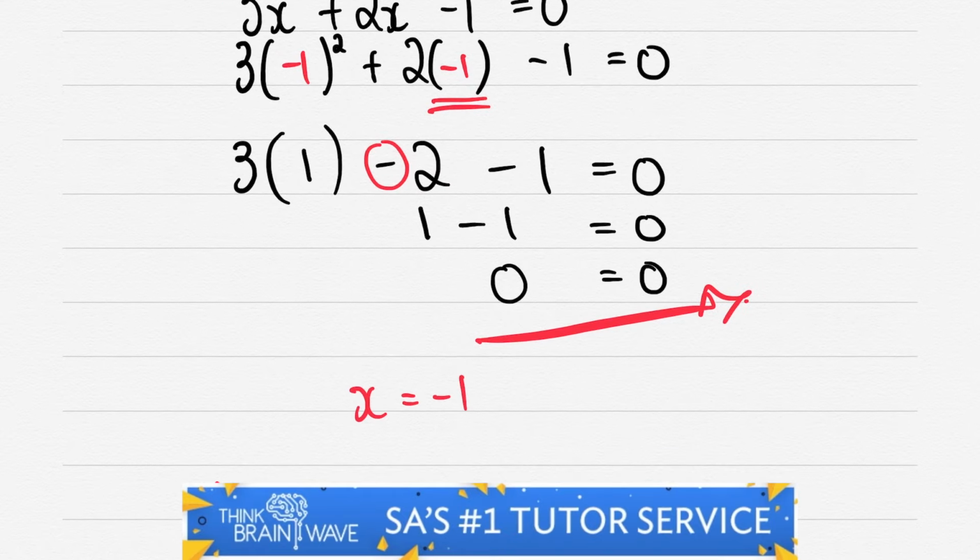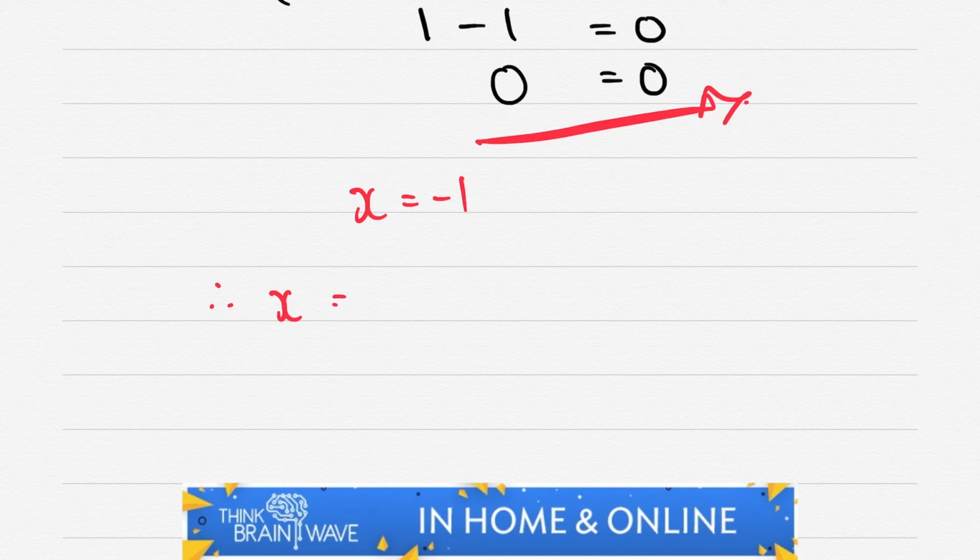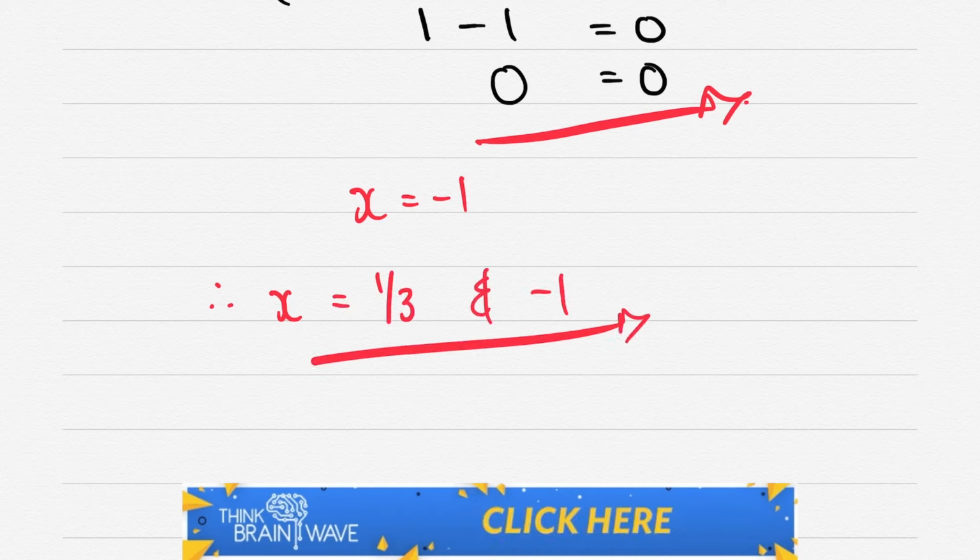And you can clearly see that you've got x is equal to minus 1 there. So therefore x is equal to a third and x is equal to negative 1. Easy game.